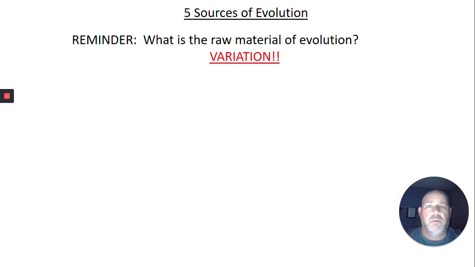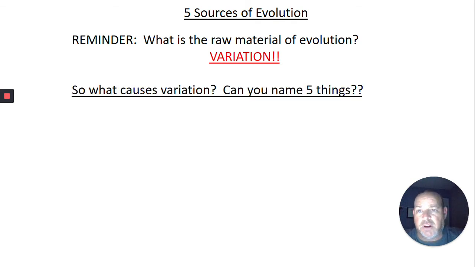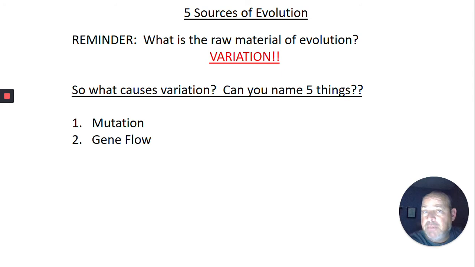All right, so we have to look at 5 sources of evolution. So here's some more ways that variation can happen. We went over a couple. What causes variation? We talked about mutation. Gene flow, we talked about yesterday. Remember the flow of genes? That was with the deer example, and how things get more and more equal. They get more the same.